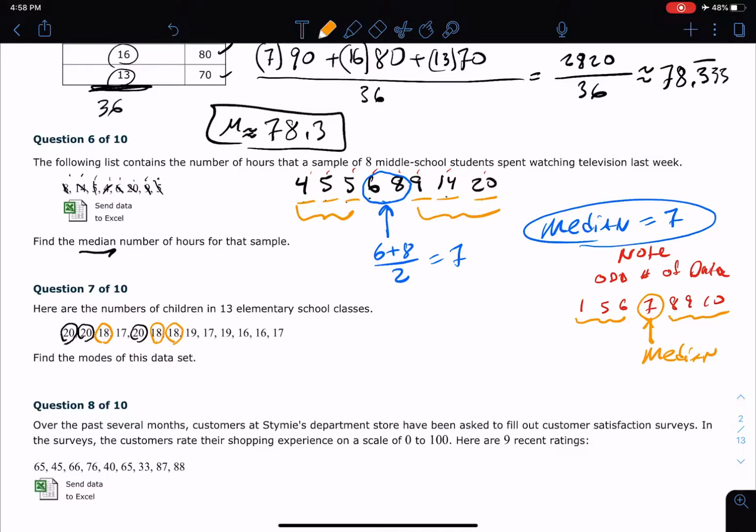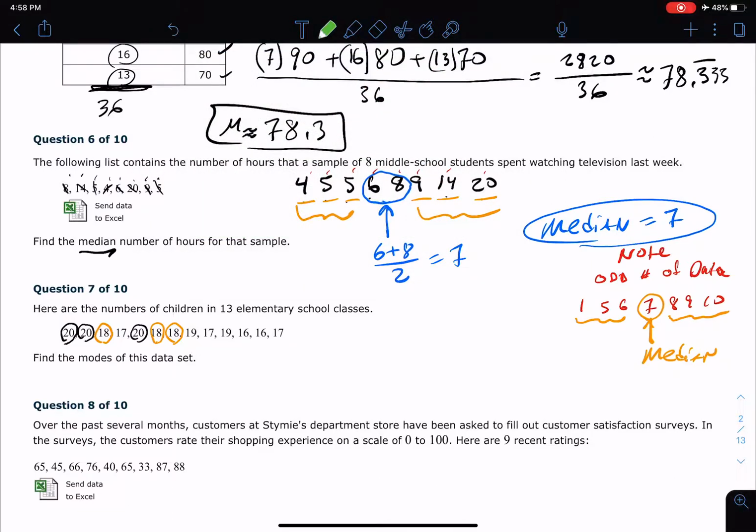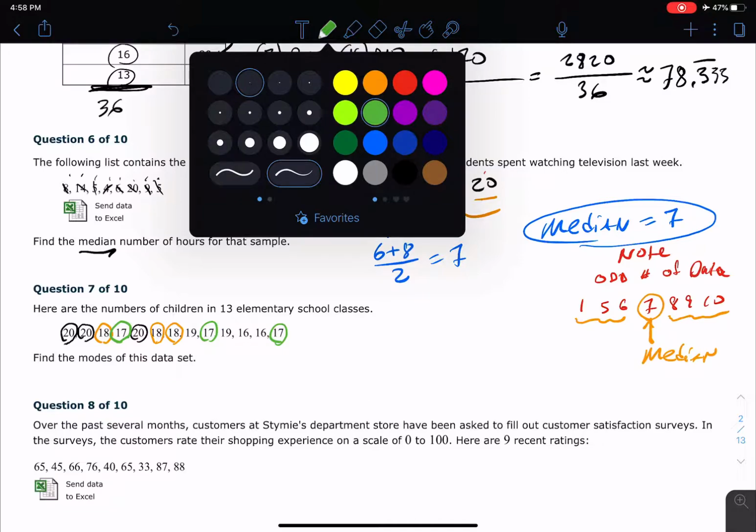So far, I've got a tie. I've got 3 20s and 3 18s, so we've got 2 modes. Then I go on and I see some 17s, it looks like. So I've got 1, 2, 3 17s. Okay, that's another tie, so now I've got 3 modes, unless there's something that has 4 to break that tie, then I'd have 1 mode.